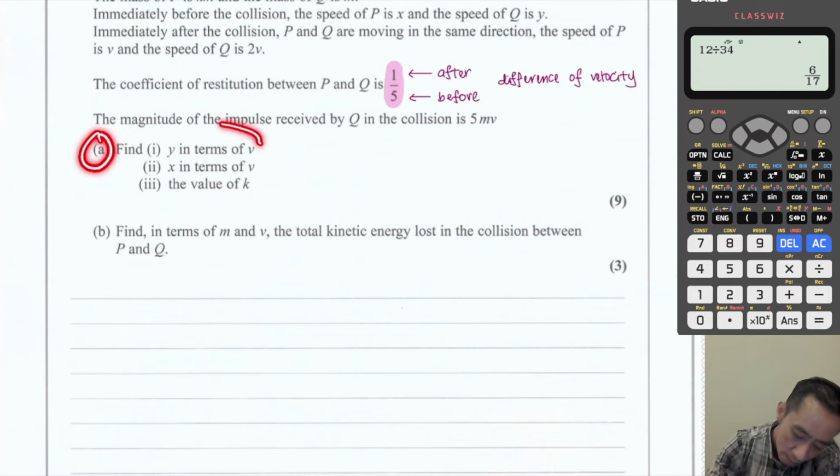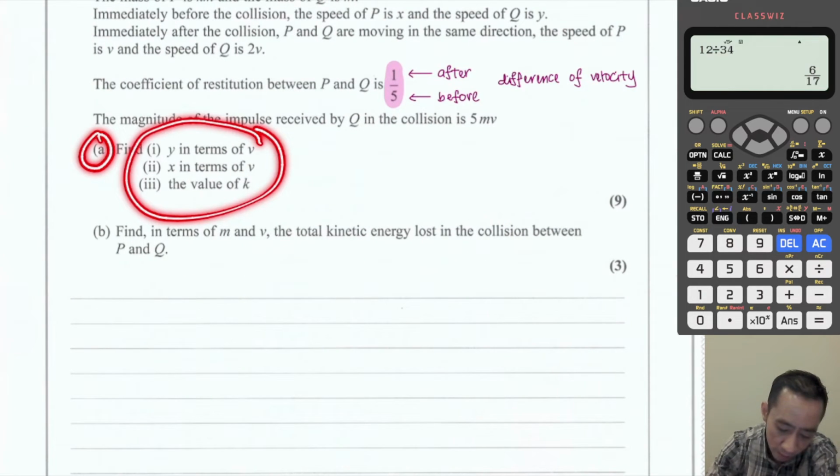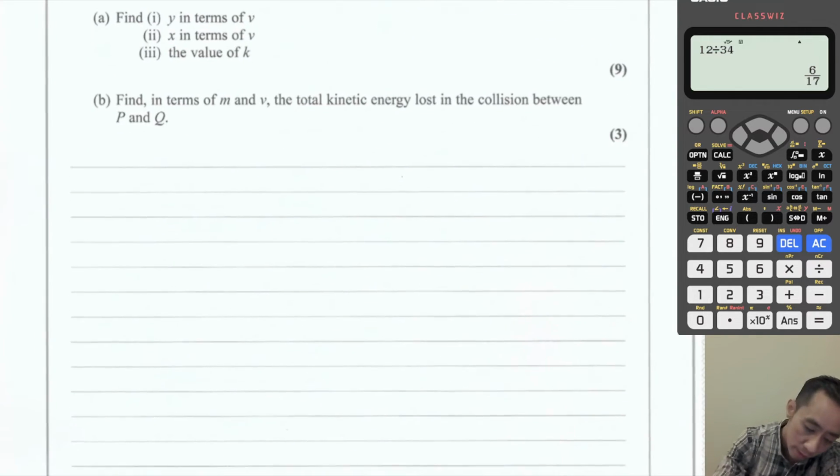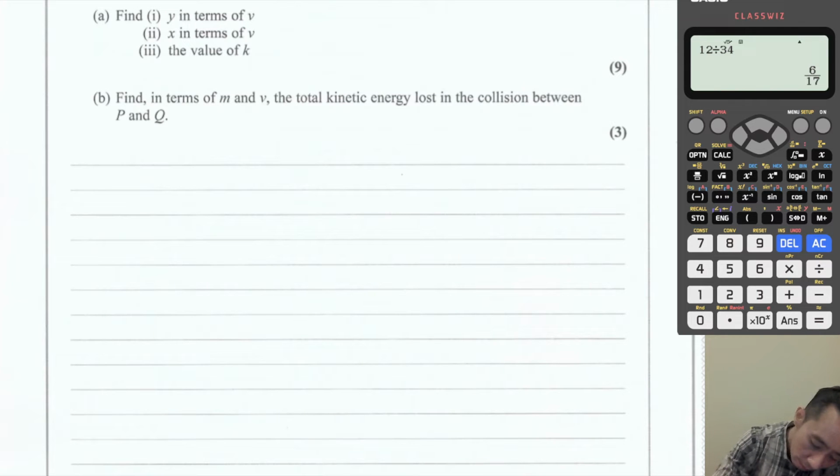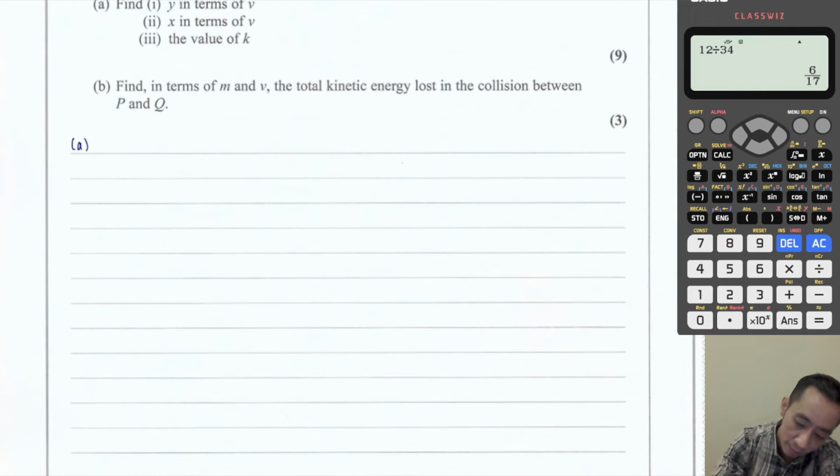So for part A, we are asked to find y in terms of v, x in terms of v, and the value of k. Okay, so now how are we going to do this? First of all, similarly, I will try to represent all the information using a diagram. One is before, another one is after. So before, after.